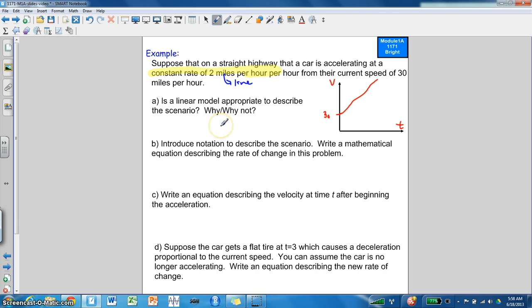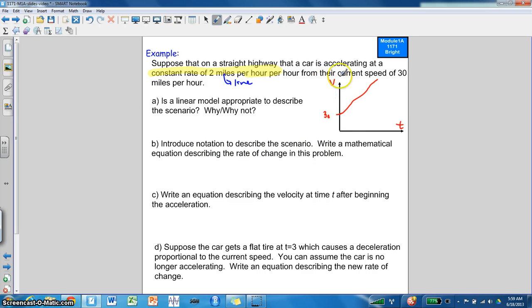Okay, because we have a constant rate of change. The constant of proportionality is 2. Okay, so I'm not going to write down an answer to this, but yes, it is appropriate, and why? Because we have a constant rate of change. So now I want to introduce notation, and then I want to write a mathematical equation describing the rate of change in this problem.